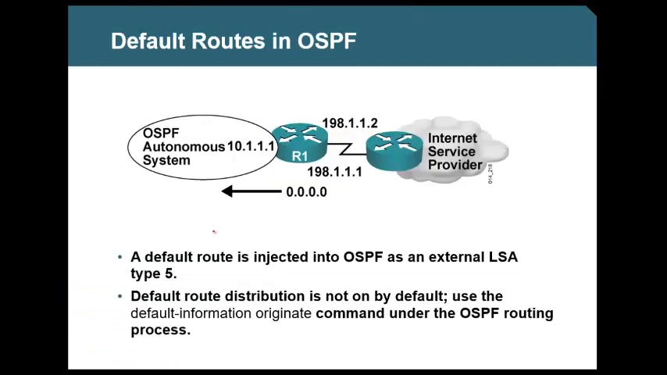Next, there is a command called default-information originate. This command can be used to generate a default route to all the routers inside running OSPF. Listen, you have an ISP here, and this is the edge router of this organization. We may have many routers, all of them running OSPF.